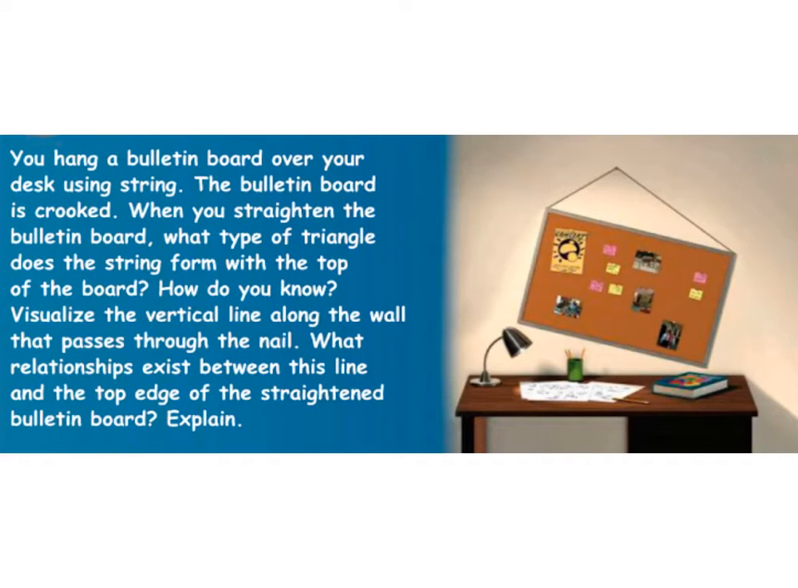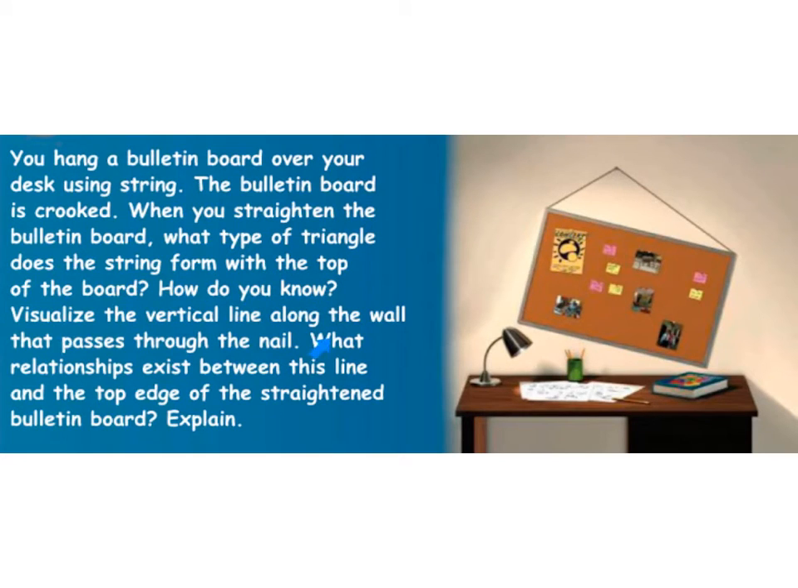Okay, this is a little thought experiment that's going to get us going today. You hang a bulletin board over your desk using a string. You can see that right now it's like a scalene triangle. The bulletin board is crooked. When you straighten the bulletin board, what type of triangle does the string form at the top of the board? And how do you know?